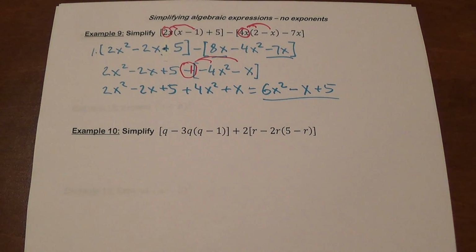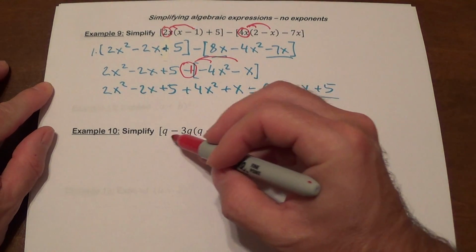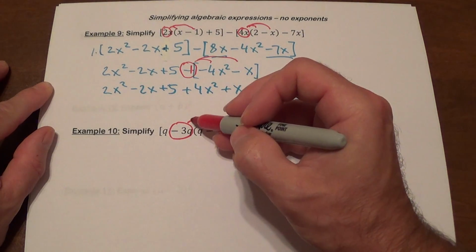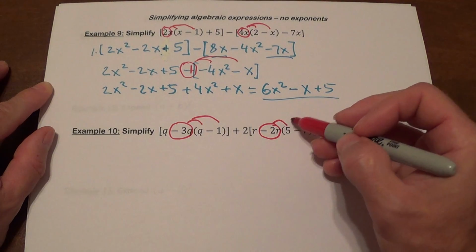Similar problem, number 10, but we have two variables involved. That's okay. We should know how to handle it. You see this negative 3q in front of the parentheses. We are going to distribute the whole thing. And negative 2r here, same thing with the sign.